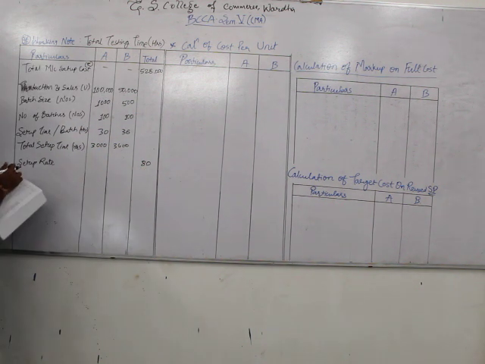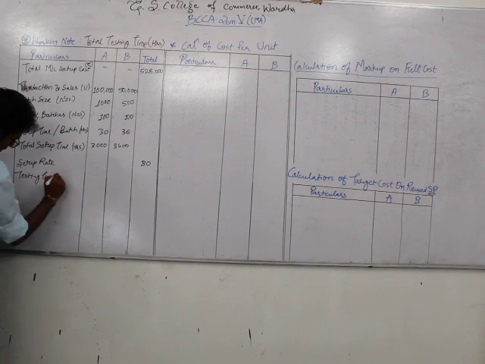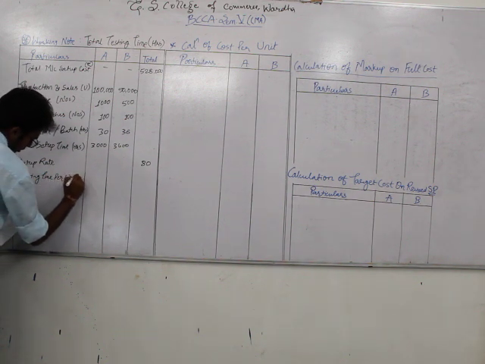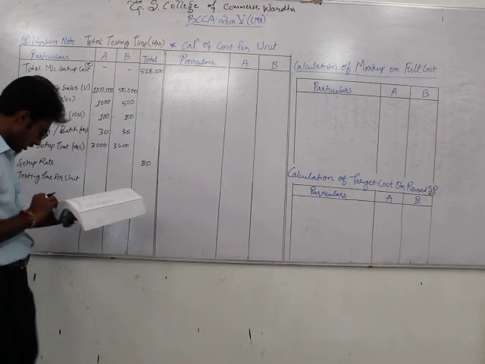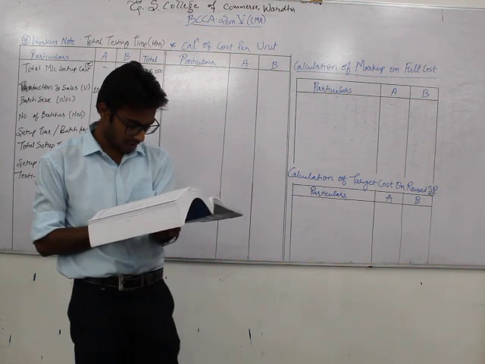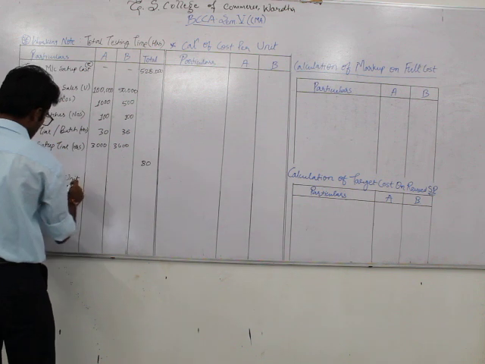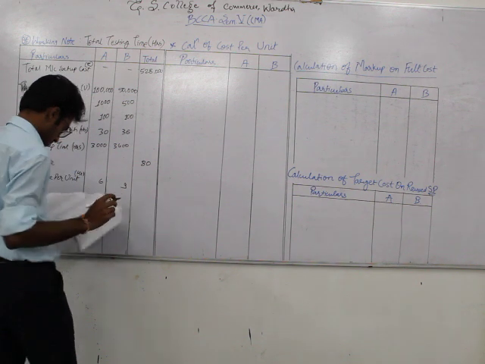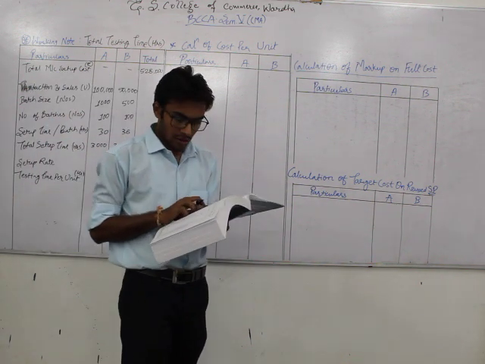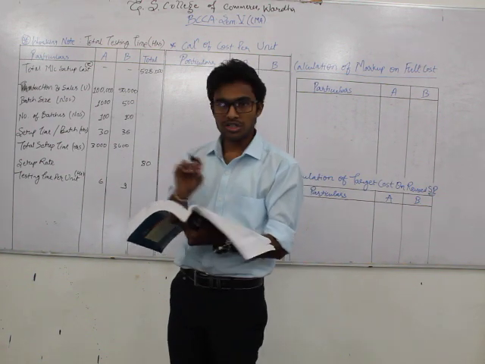After that, testing time per unit. So how can we calculate testing time per unit? We can get this from the third table and third point, testing time per unit, 6 hours. This is in hours. 6 hours and 9 hours. Okay. So now we have completed our setup process.